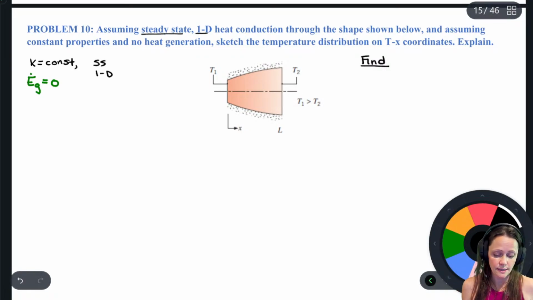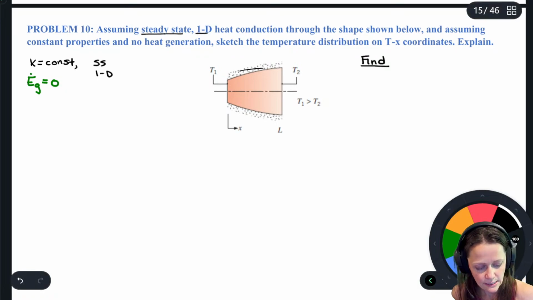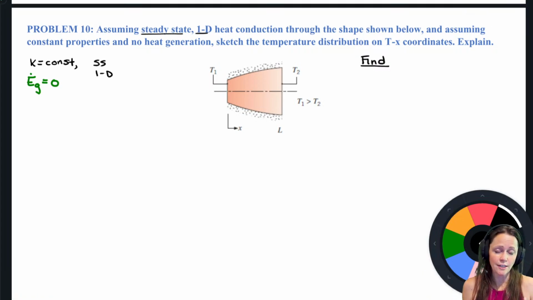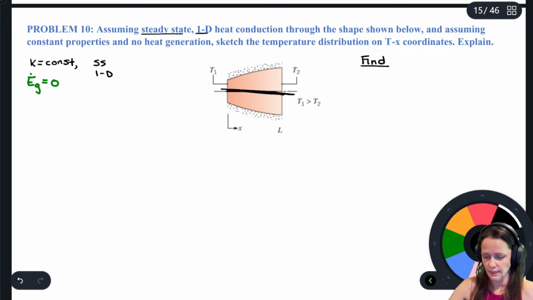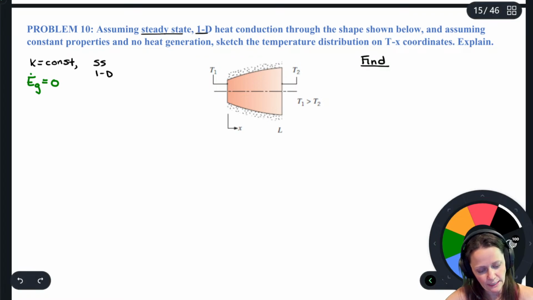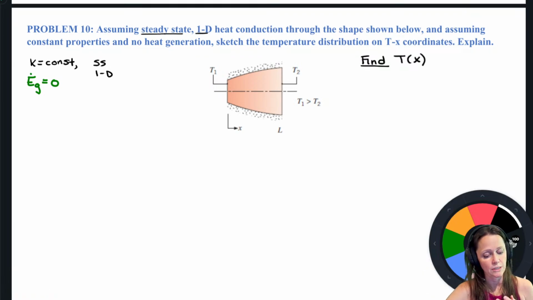It's pretty obvious, honestly, that it is one-dimensional because since this guy is insulated and this guy is insulated, there's not going to be conduction in the radial direction. It's only going to be in the x direction. But steady state, one-dimensional. We want to find T as a function of x. So we want to sketch the temperature distribution, and then we're going to explain it. We're just going to talk through it. How's that?